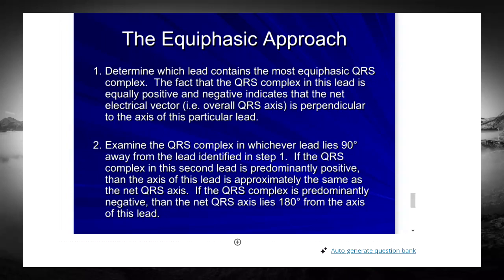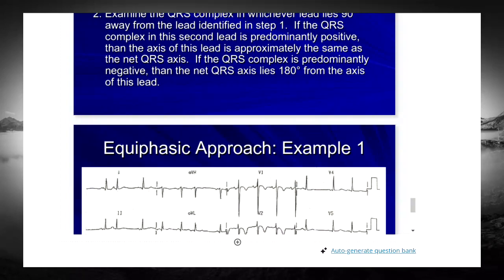So you examine the QRS complex in whichever lead lies 90 degrees away from the lead identified in step 1. If that QRS complex in the second lead is predominantly positive, then the axis of that lead is approximately the same as the net QRS axis, which means it's in that direction. If the QRS complex is predominantly negative, then the net QRS axis lies 180 degrees from the axis of that lead. Much more difficult, right? This one you have to go over a couple times, but we'll show you again.